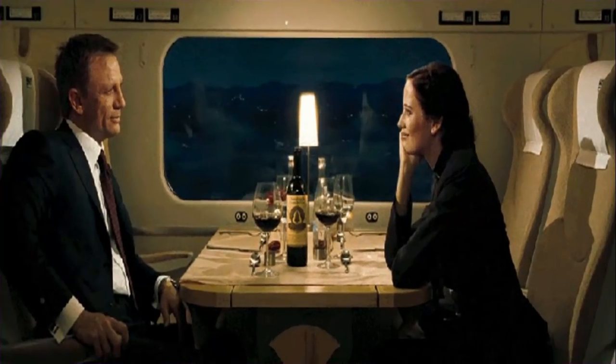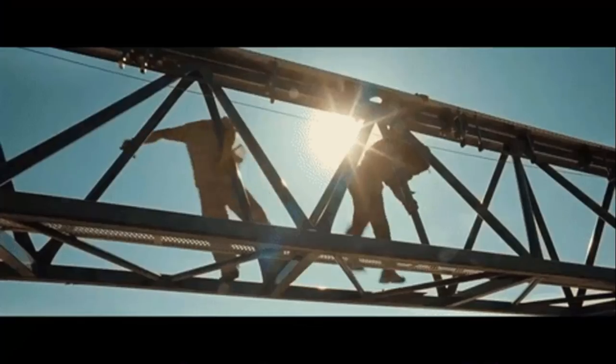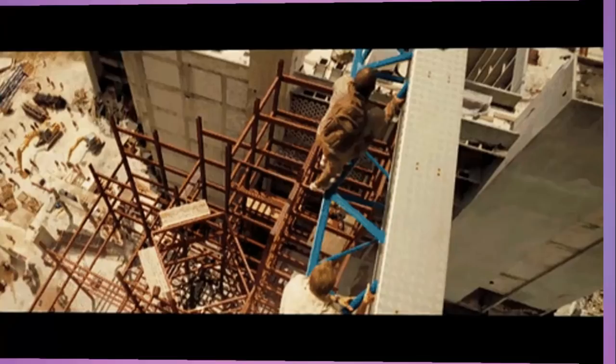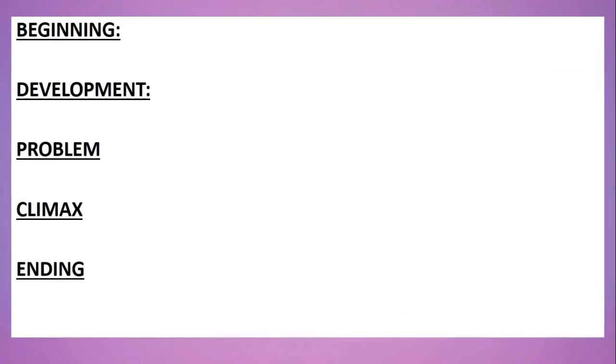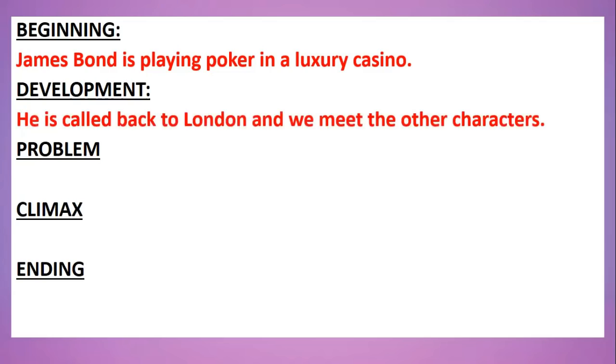If we think of a James Bond film, everyone has seen James Bond films probably, hopefully you have. They always have the same structure and they follow the structure that we just looked at. So the beginning of a James Bond film is James Bond playing poker in a luxury casino somewhere very exotic. The development could be he's called back to London and we meet some other people like Miss Moneypenny or his boss.